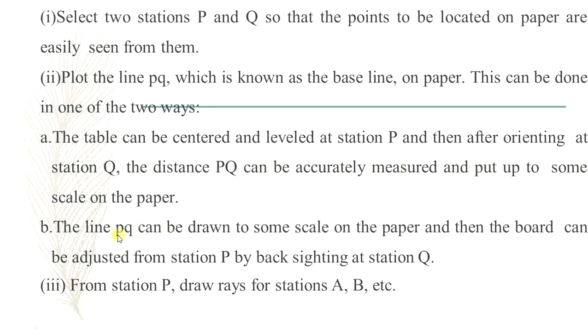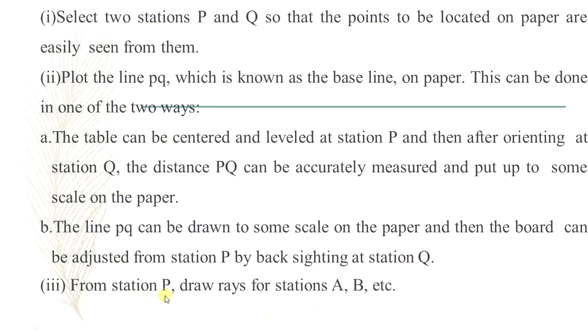Next, the other way is that the line PQ can be drawn to some scale on the paper, and then the board can be adjusted from station P by back sighting at station Q. We adjust the board of the plane table at station P and back sight at station Q. Back sighting is nothing but a reverse measuring of the station.